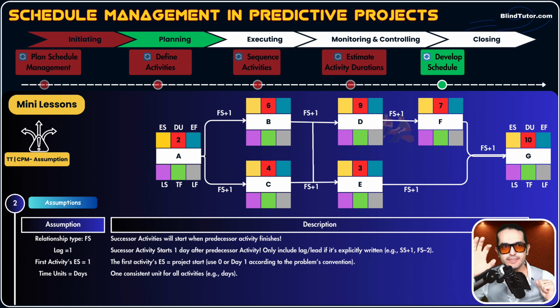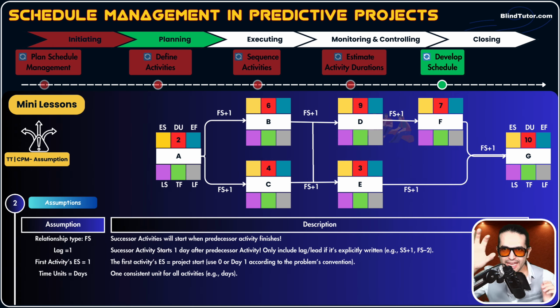Does activity D have only one predecessor or two predecessors? Activity B is straightly connected with an arrow to activity D. Also, look at activity C. Activity C is also connected with that vertical arrow to activity D. So activity D has two predecessor activities, which are activity B and activity C. Now, guys, what does this mean?